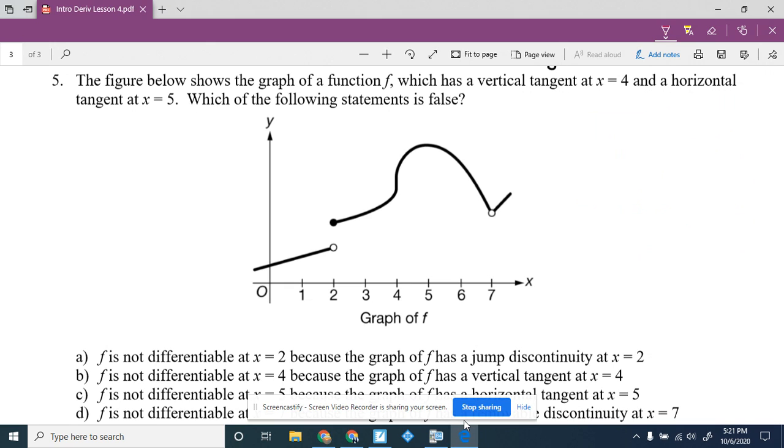That's all right. So vertical tangent means I can draw a vertical tangent right there. So the derivative is undefined because it'd be a vertical line, no slope. Horizontal tangent at 5 means I could draw a tangent line right there, and the derivative would exist, and its slope would be 0.